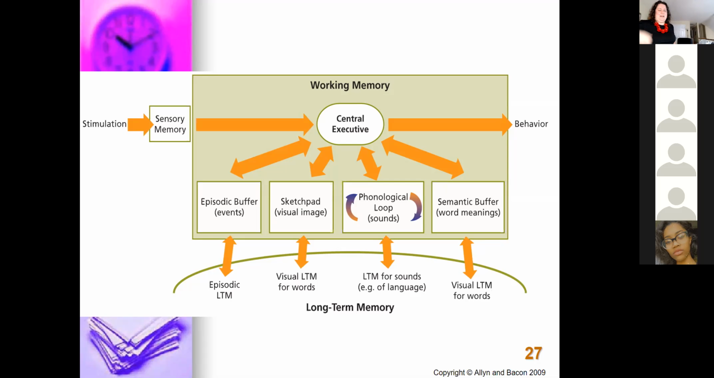And then the episodic buffer will help put things into episodic long-term memory where we remember events that happen to us. The sketchpad will help put things into visual long-term memory. The phonological loop, the sounds, will be processed into long-term memory for sounds or language. And then the semantic buffer will interact with that for words as well, ascribing meaning, helping us remember them much more clearly. So all these things will interact to help put it into long-term memory, and then to help us retrieve it down the road.